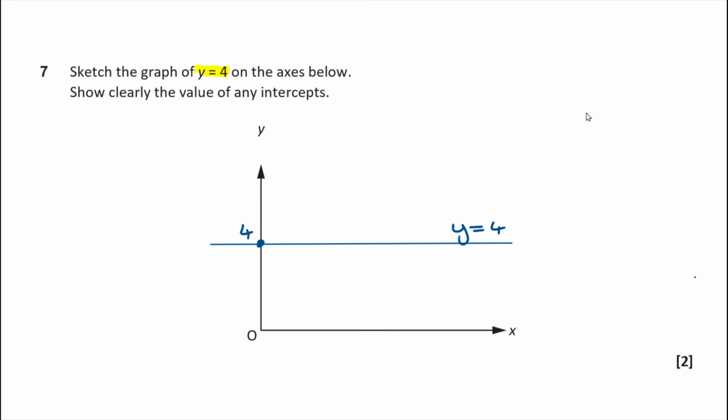Now, if you had x is equal to a number, that would be a vertical line, a line going straight up, but it isn't, so it's not. So, okay. It's a horizontal one this time.